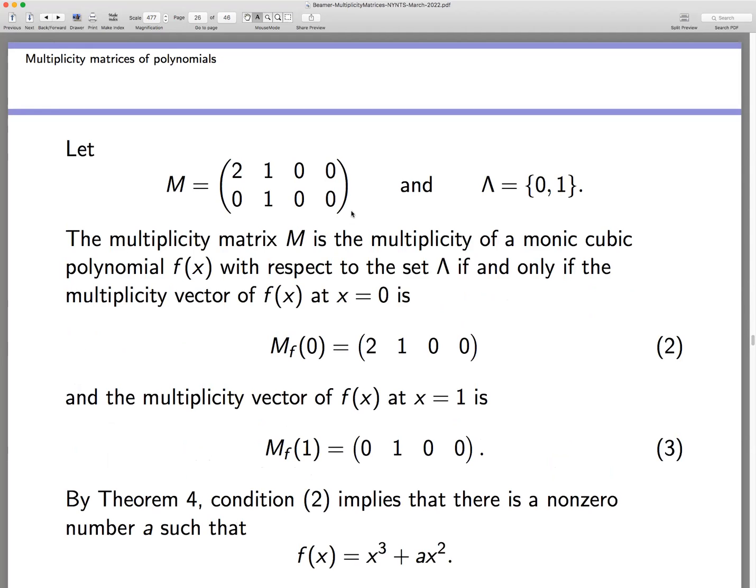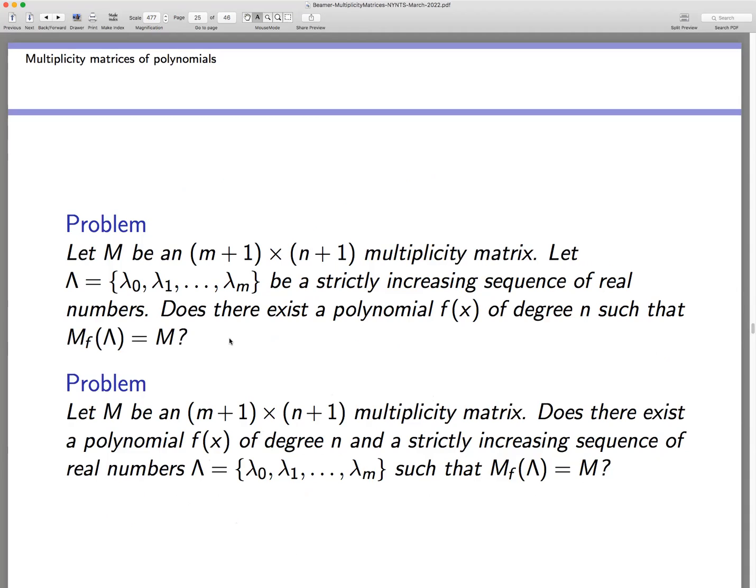Yeah, I don't understand problem 2 still. You begin by saying let M be a multiplicity matrix, and then you ask, is it a multiplicity matrix? It seems like you begin by saying let M be a multiplicity matrix, and then you're asking, is it a multiplicity matrix at the end?